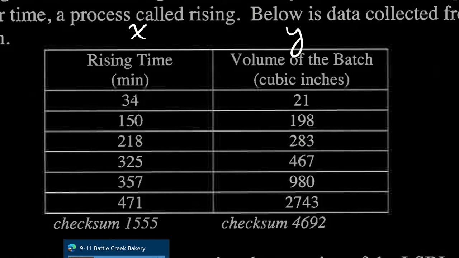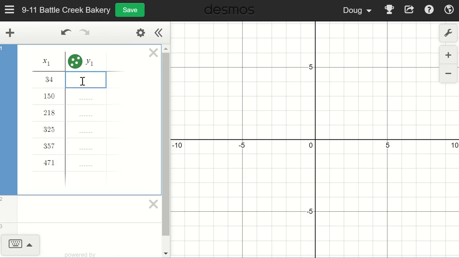So now let's enter our Y values. So our Y values at 34 minutes for that first batch was 21. And then we went to 198. Then we went to 283, 467, 980. And the last value there is 2743. I just like to check them. So there we go. We've got X1 and we've got Y1. And the first thing we notice is, I can't see any of these points, right?